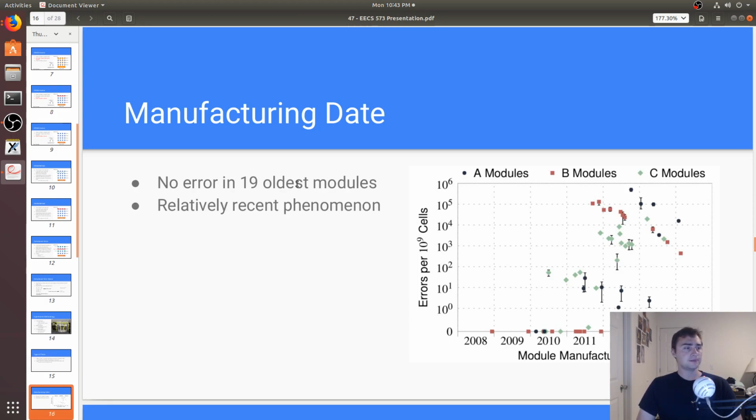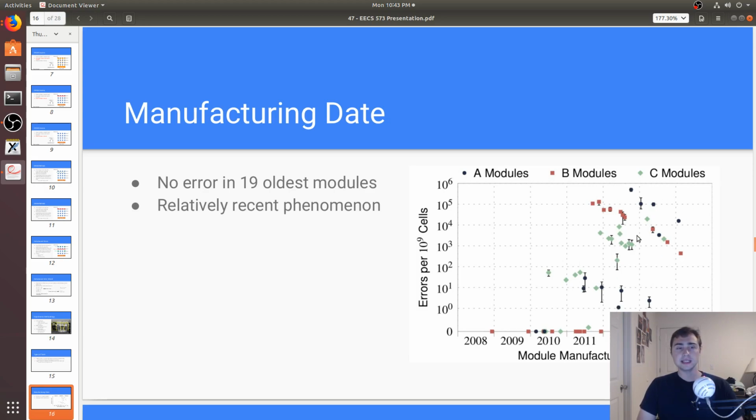Here we see that in the oldest modules down here, there are no problems. This is errors per 10 to the 9 cells, and you see that it's zero for a lot of these. That kind of makes sense. We said this was a problem with scaling: once we make transistors smaller, we get all these unintended side effects. While the transistors were relatively big, we didn't see these disturbance errors, and the coupling effects weren't quite as bad. The process technology by this point was maybe mature enough that it wasn't really a problem.